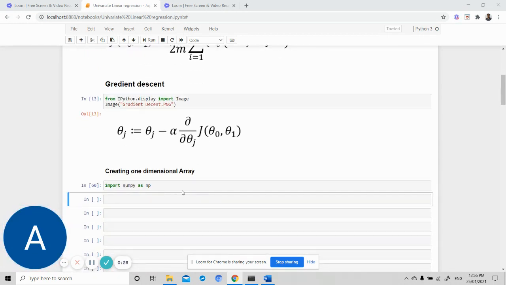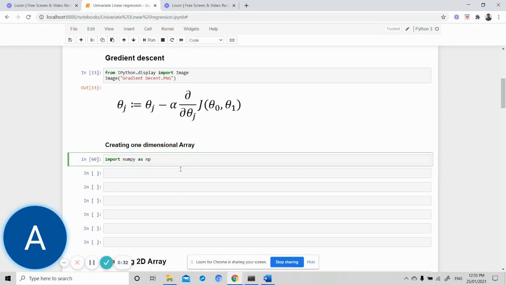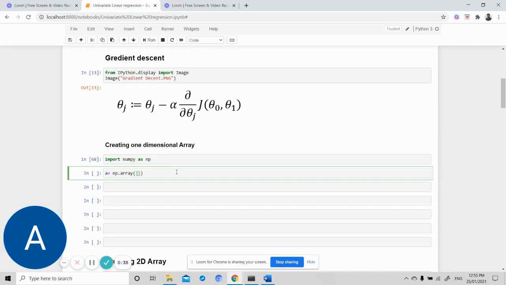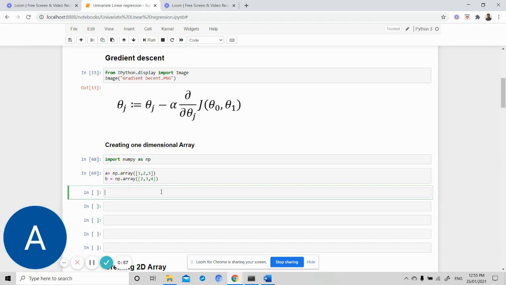So let's start with basic NumPy, creating a one-dimensional array. So this is my NumPy library. I think everybody knows how to create a one-dimensional array. It's quite easy. Let's create it first. a equals np.array([1, 2, 3]), and another, b equals np.array([2, 3, 4]). So I have created two arrays.